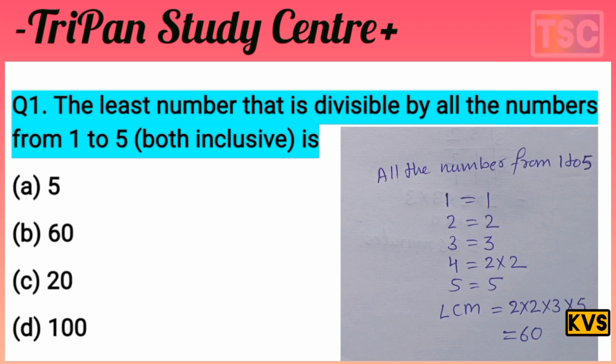For the LCM here, 4 has 2 two times, that is 2 into 2, and 3 appears 1 time, and 5 also appears 1 time. 1 is not needed here. So to calculate this, 2 into 2 into 3 into 5 is equal to 60. It means B is the correct answer. The least number divisible by the numbers from 1 to 5 is B, 60. That's important. Let's see the next question.